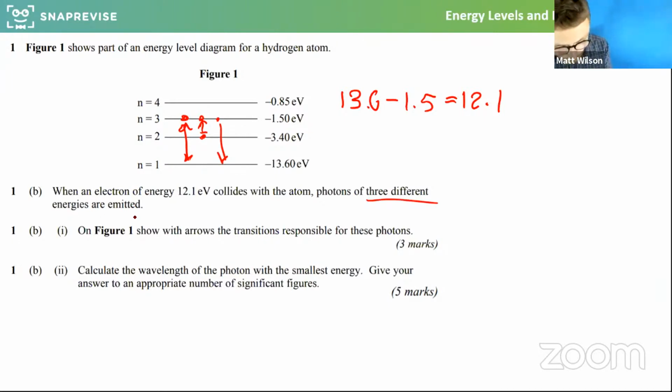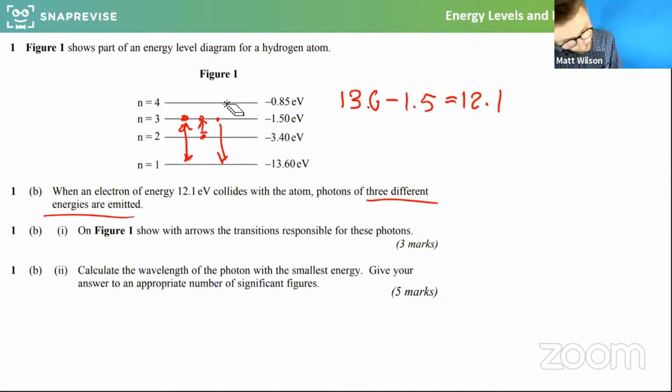Now we're told there's only 3 different energies being emitted. That means that our electron can't be starting any higher than n equals 3, because if it was starting any higher, then there would be even more energy gaps that could have been emitted. For example, this transition here. So we know it must be starting at n equals 3, and then these are the 3 energies that can be emitted.